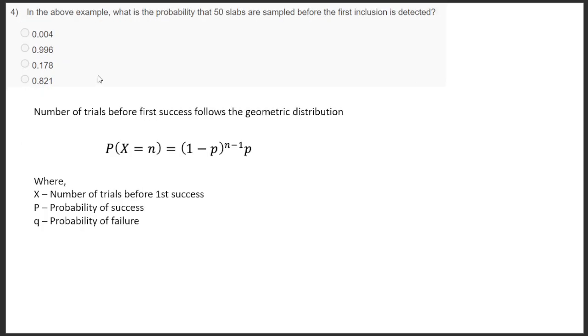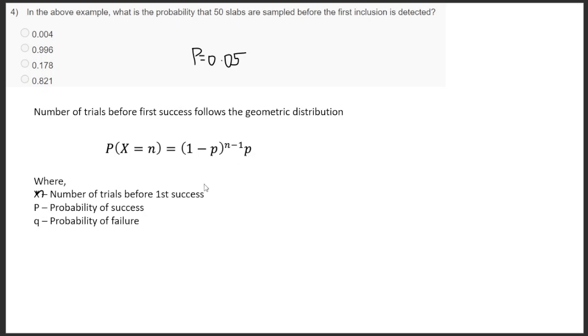So next, in the above example, what is the probability of 50 slabs being sampled before the first inclusion is detected? It's the same problem where p is equal to 0.05. We are asking for the probability of the first inclusion being detected. This is closely related to the geometric distribution, where the number of trials before the first success is followed. According to the geometric distribution, P of X equal to n, where n is the number of trials before the first success, is q to the power n minus 1 times p, where p is the probability of success and q is the probability of failure.